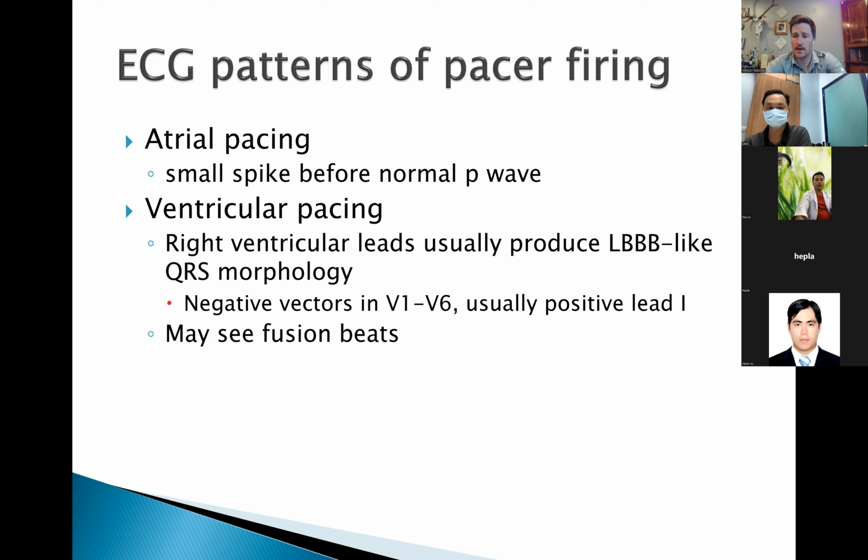As we saw in the very first case, there's atrial pacing. It's a small spike before a normal P wave. And then there's ventricular pacing. Majority of the time, it's the right ventricle that has the lead. So that's the majority of pacemakers. And when there's that right ventricular lead, it'll produce a left bundle branch-like morphology: negative QRS vectors in V1 through V6 and positive in lead one.